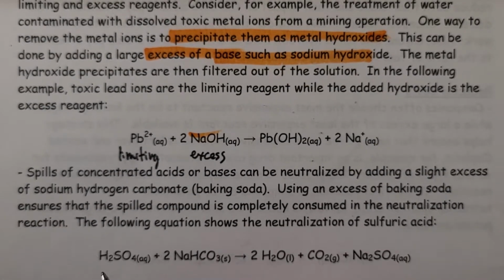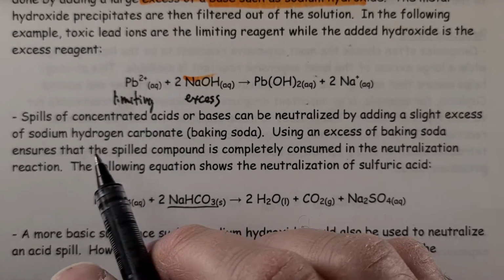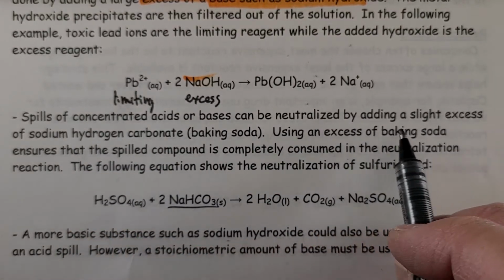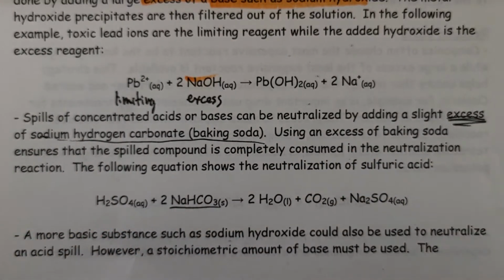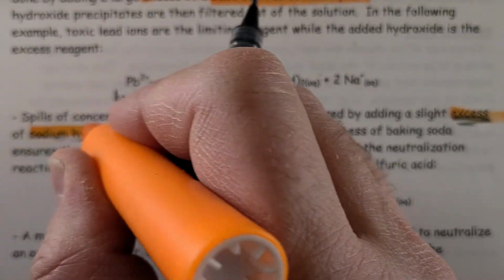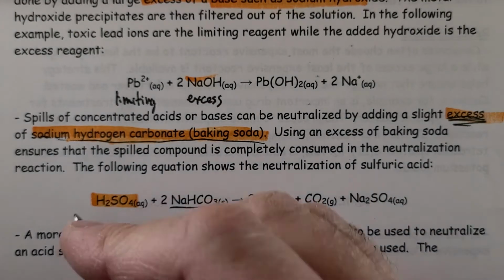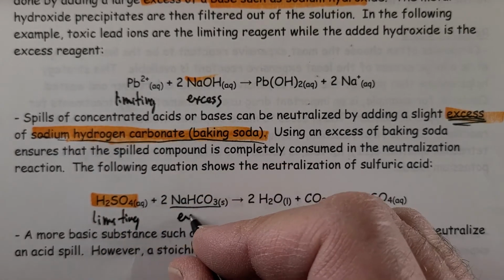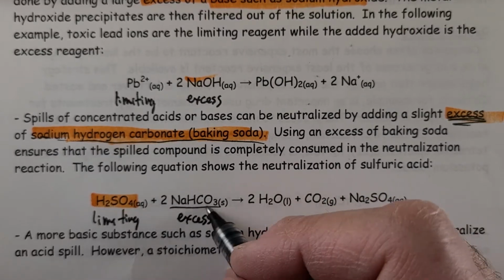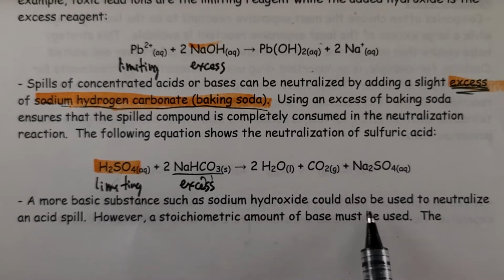Also in the lab, if we spilled some hydrochloric acid or sulfuric acid, baking soda would help neutralize this. And maybe you saw me do that when neutralizing acids. Spills of concentrated acids or bases can be neutralized by adding a slight excess of sodium hydrogen carbonate, or baking soda as it's known. That's going to be excess because it's cheap, and we want to make sure that we neutralize all of the acid. So the acid would be labeled as the limiting reagent, and this would be the excess. It's okay to have this left over. It's not okay to have this left over, though. A more basic substance such as sodium hydroxide could also be used.